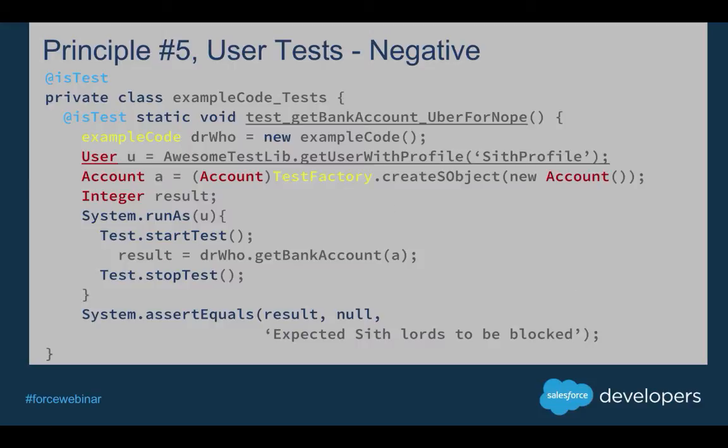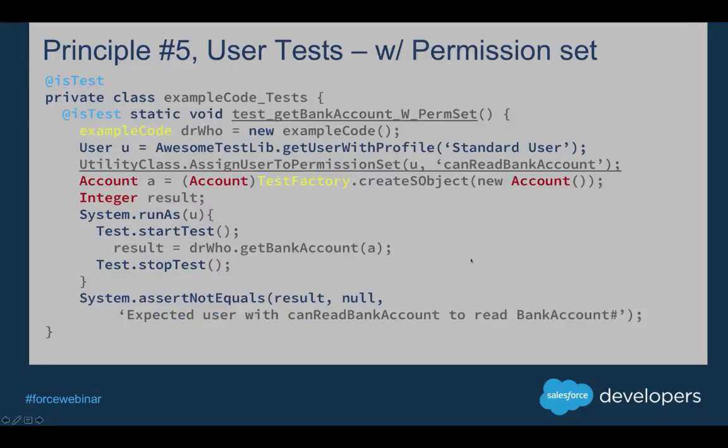As you write code and set up permissions in your org with permission sets, you can assign a given user various permissions. So in this situation, a user test with a permission set, we're going to create a user the same way we did before, but we're going to pass in Standard User as our profile name. We're going to then call a utility class that has an assignUserToPermissionSet method. We'll pass in the user and the CanReadBankAccount permission set name. And when we're done, we'll have a user that we can run the test as, and that user will have the permission set CanReadBankAccount.